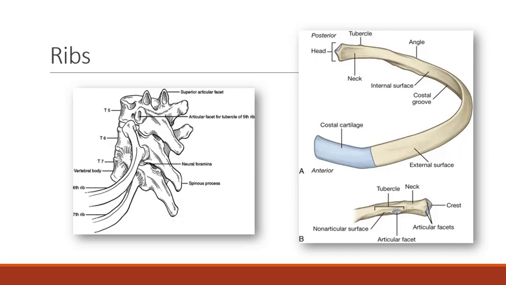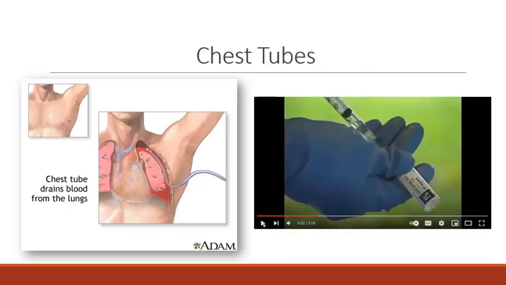The costal groove is located on the lower border of the ribs. This groove houses the intercostal nerves and vessels. Chest tubes and needles are inserted above the ribs to avoid these vessels and nerves. Let's take a look now at a procedure illustrating insertion of the chest tube.